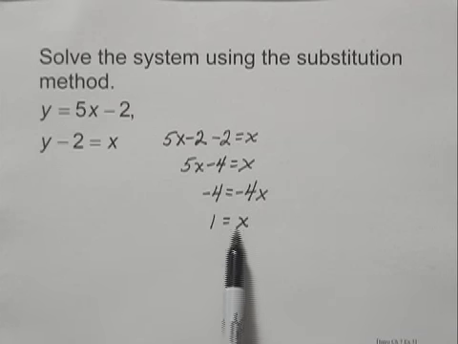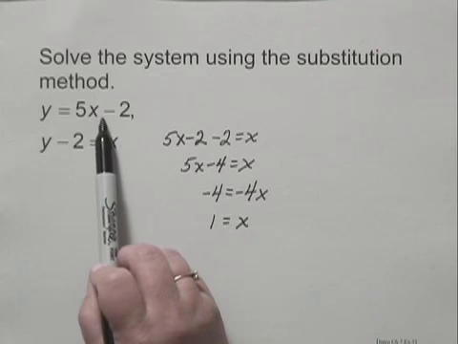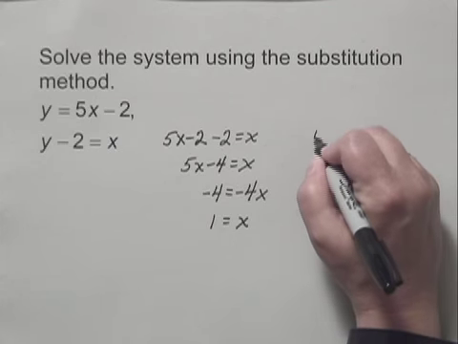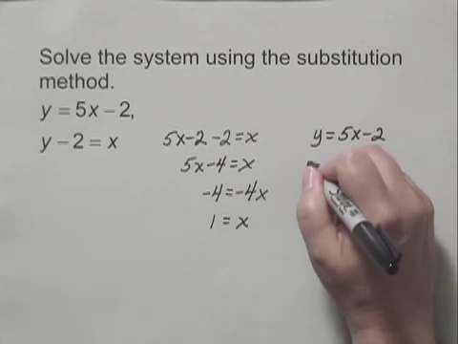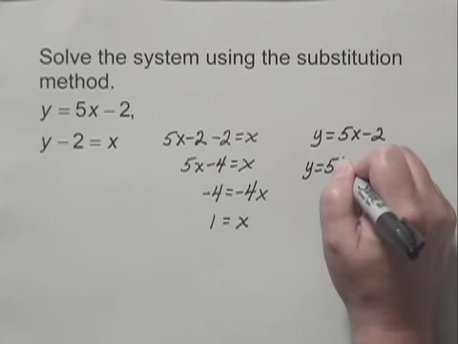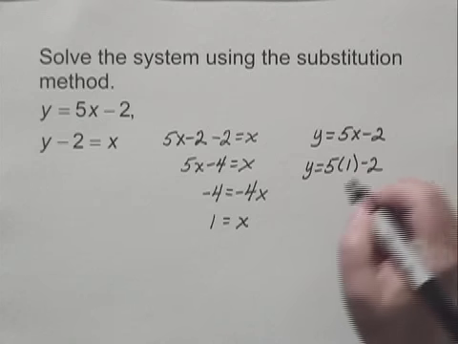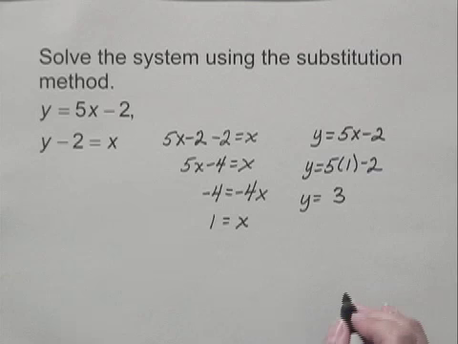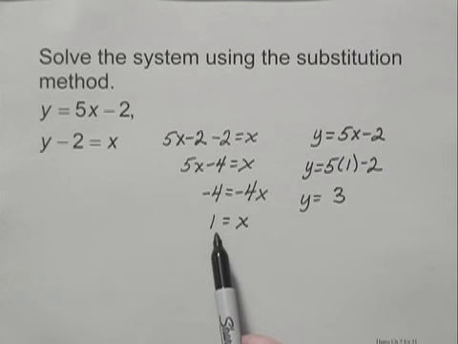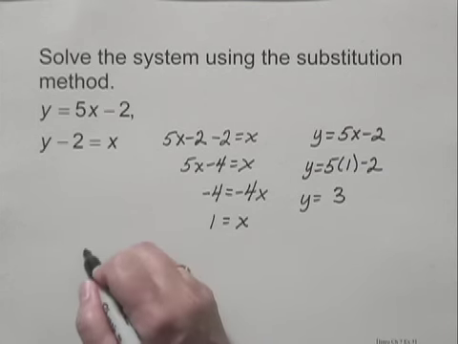solution. So I take 1 as the value for x, and I'll substitute it back in my first equation. That gives me, I start with y equals 5x minus 2. So y equals 5 times 1 minus 2. So y equals 5 minus 2, or 3. That gives me the ordered pair (1, 3).